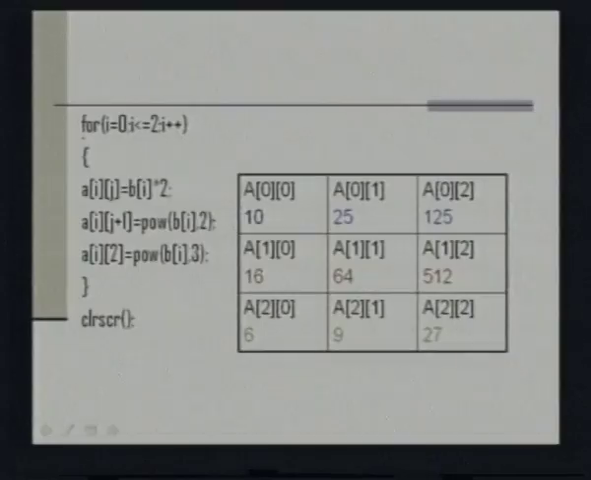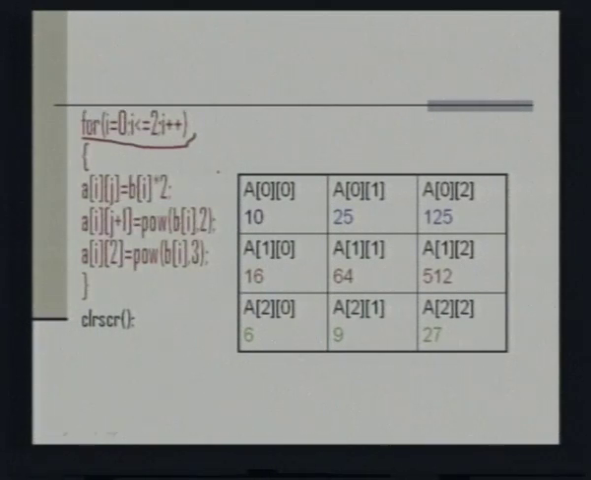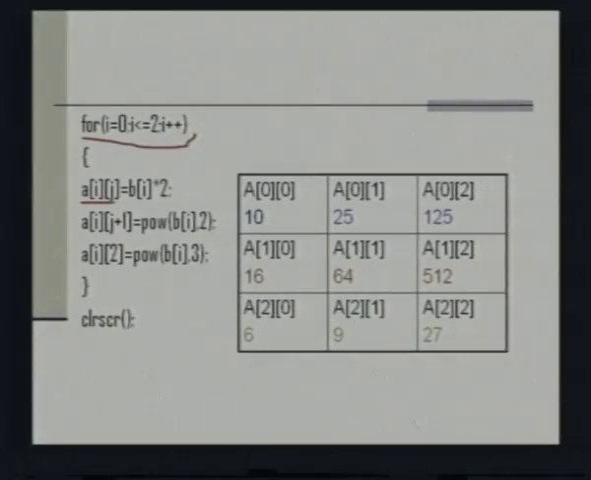So my first loop is for I is equal to 0, I is less than or equal to 2, I plus plus. 0, 1 and 2, I am having 3 variables. So I will be having one column for the double, one column for the square and one column for the cube. That is how I have organized it.